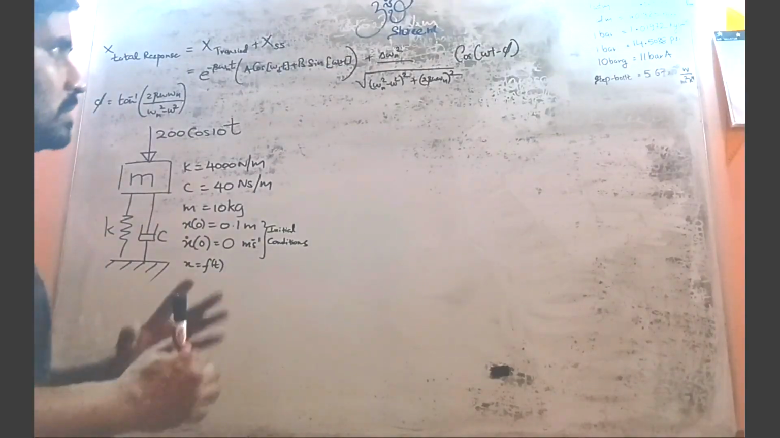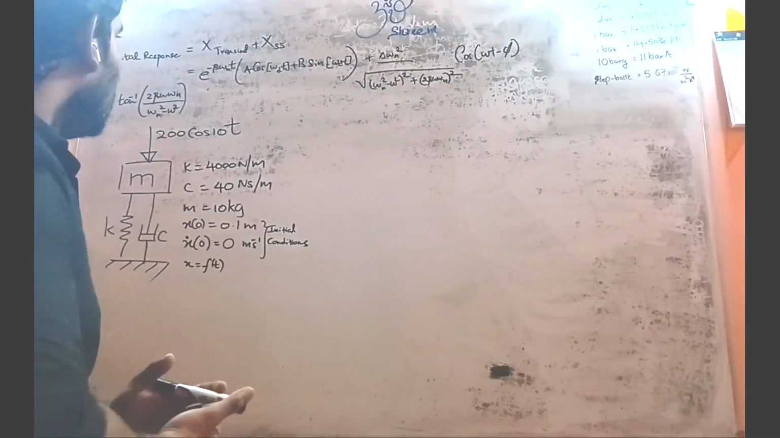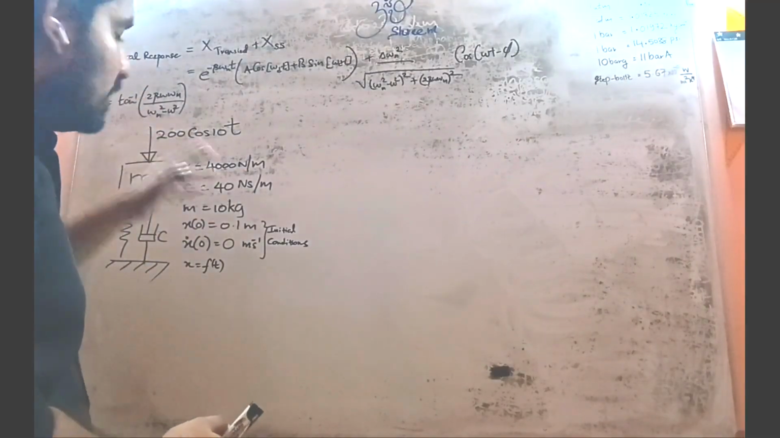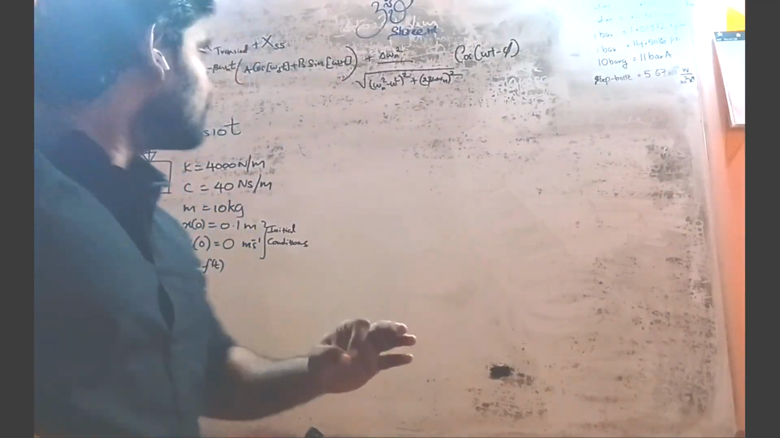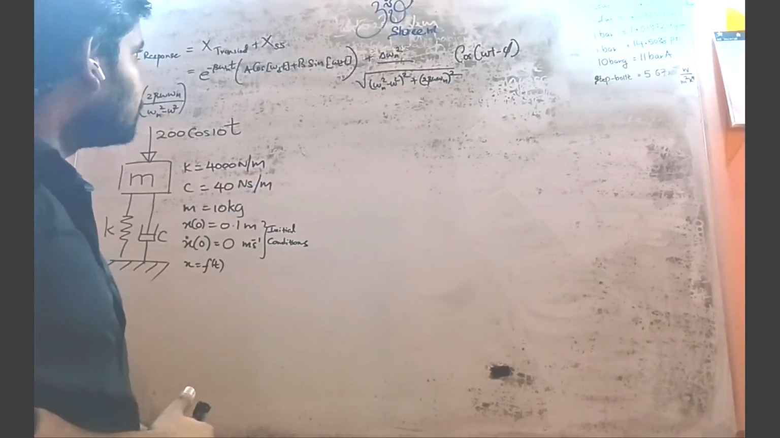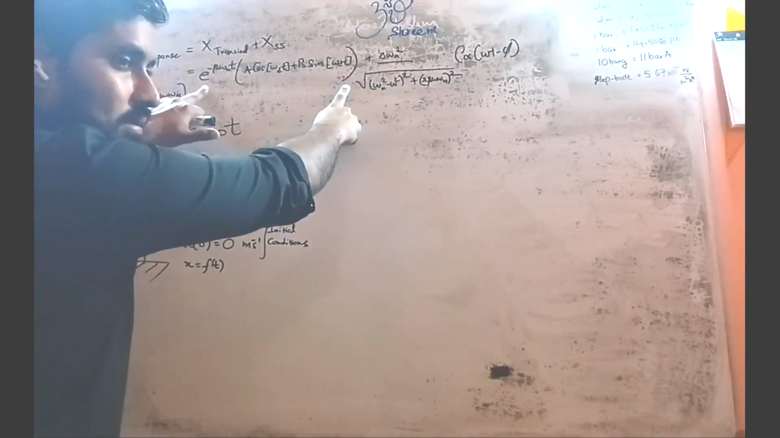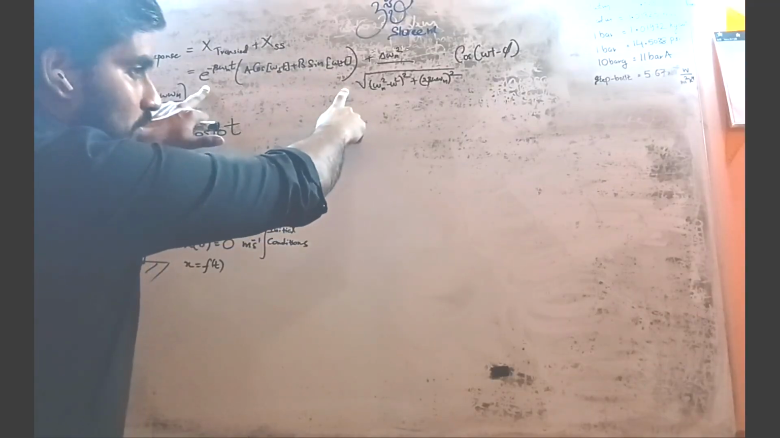Now we already have an idea about the solution. We know that if I am going to consider the total response, it is actually the summation of the transient response and the steady state response, right? So this is the solution that actually comes under the transient response, right?